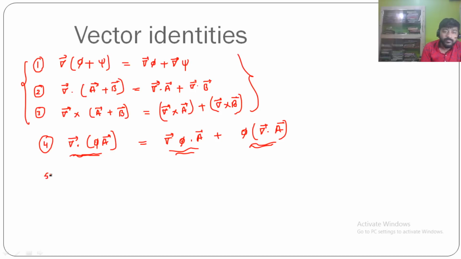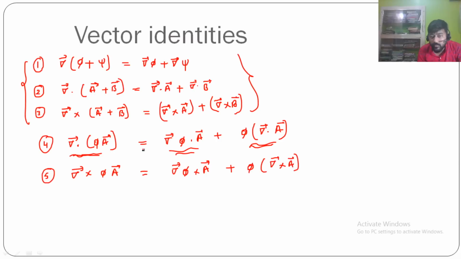Similarly, for the same operation with curl, that is curl of phi a, you will get the same thing. Here the result is a vector quantity, as this is a cross product, so cross product is involved. One possibility is grad phi cross a, and another is phi into curl a. All these vector identities can be proved, but you don't need to prove them, you just have to remember them.